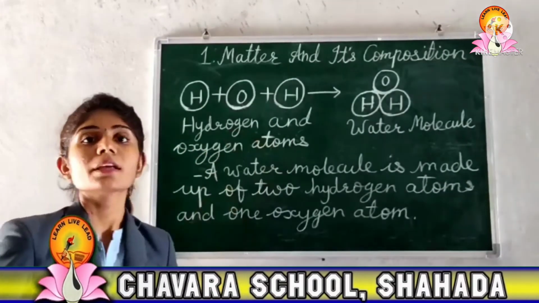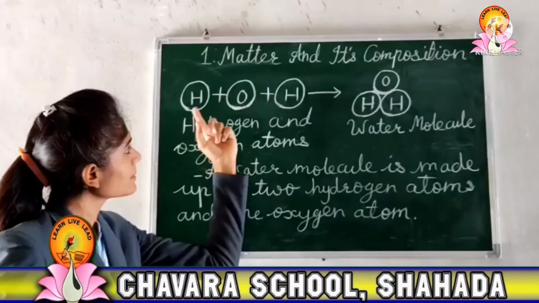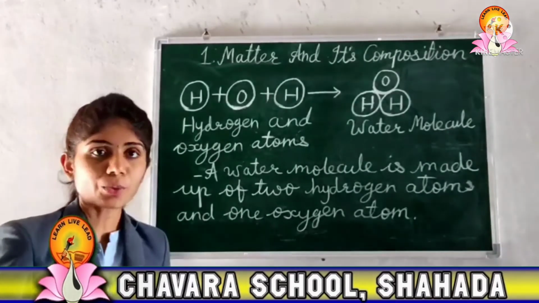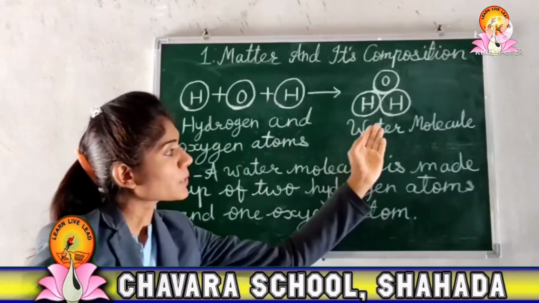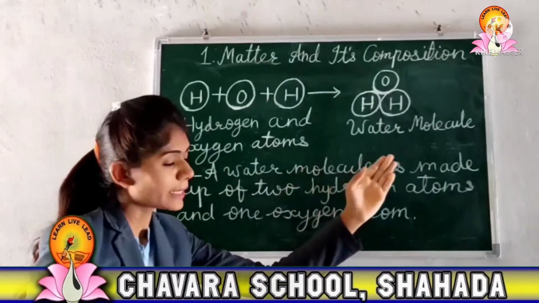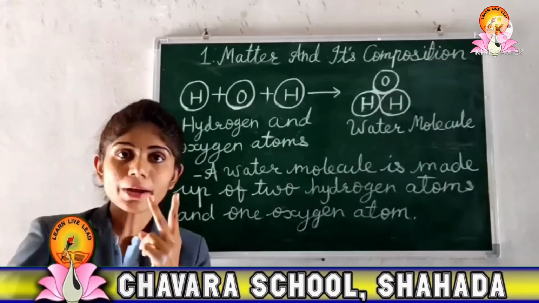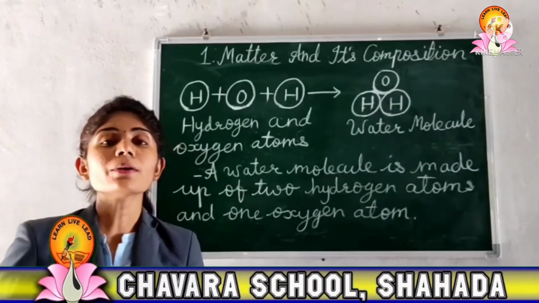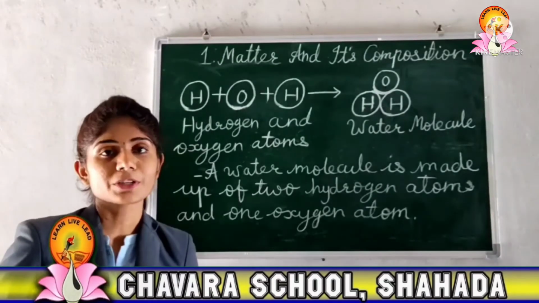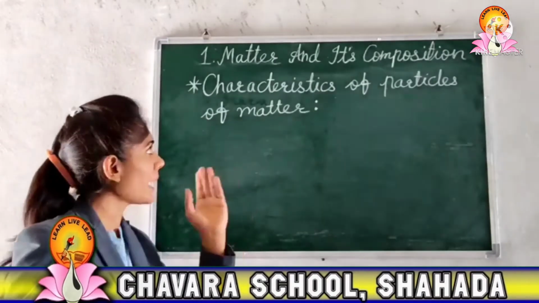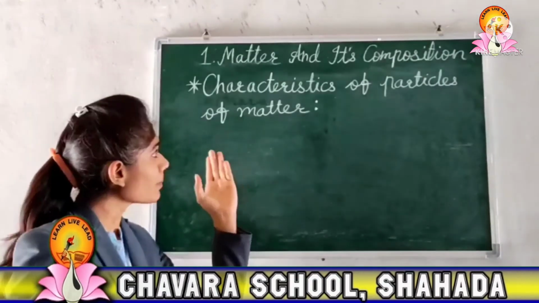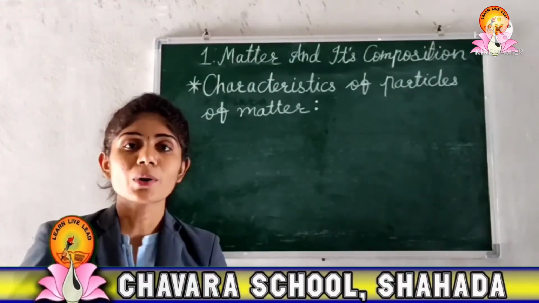Two hydrogen atoms and one oxygen atom are getting combined together to form H2O. It is nothing but the water molecule. So we can tell a water molecule is made up of two hydrogen atoms and one oxygen atom. This is the example of molecule formation. Now let's see characteristics of particles of matter. Particles of matter means nothing but the molecules.